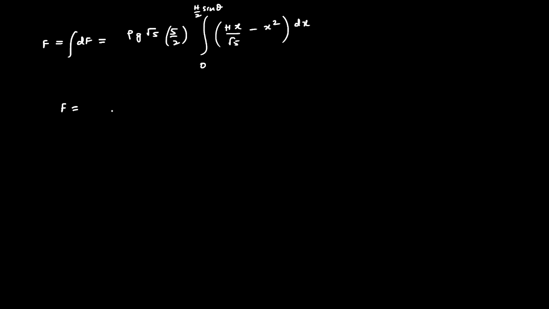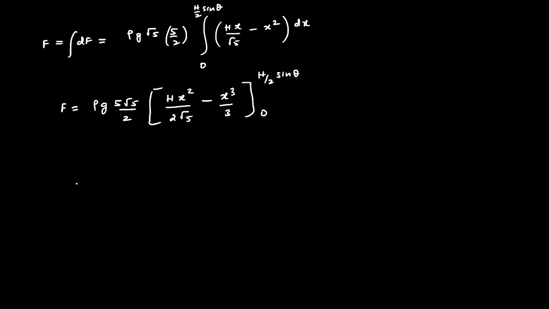So what will be the force? We'll check. So we have rho g root 5 by 2, and as we integrate, this is h x squared by 2 root 5 minus x cubed by 3, with limits h by 2 sine theta and 0. As we complete this integration, we have 5 by 2 here. As we substitute these limits, yes students, we know that sine theta is 2 by root 5, we already know that. So we can directly write this h by 2 sine theta as h by root 5, because sine theta is 2 by root 5.